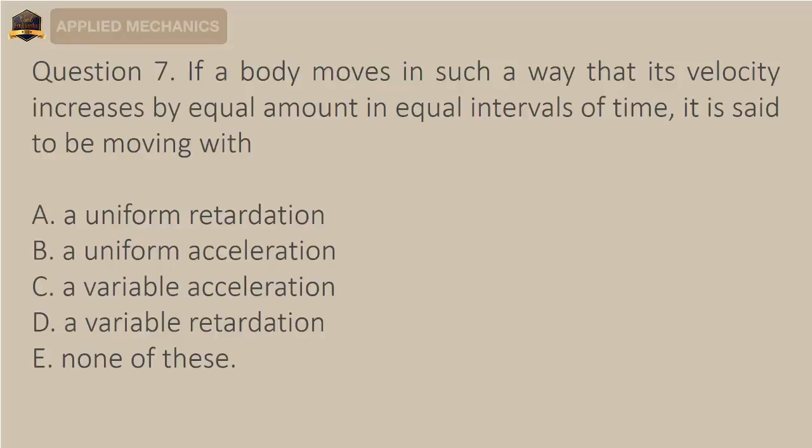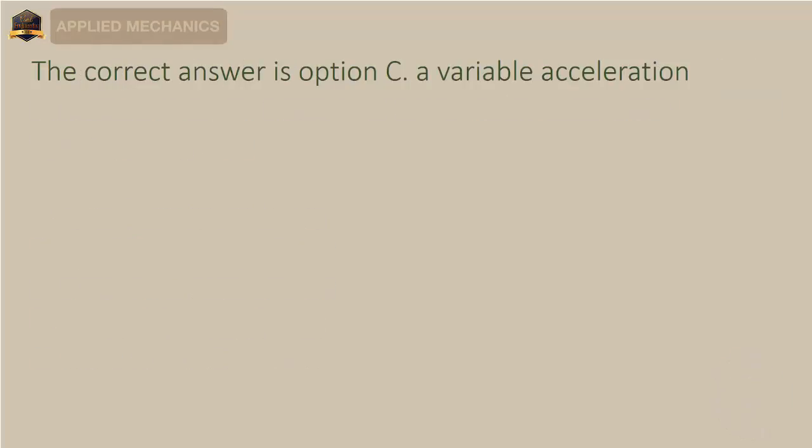Question 7. If a body moves in such a way that its velocity increases by equal amounts in equal intervals of time, it is said to be moving with: a. a uniform retardation. b. a uniform acceleration. c. a variable acceleration. d. a variable retardation. e. none of these. The correct answer is option C. A variable acceleration.